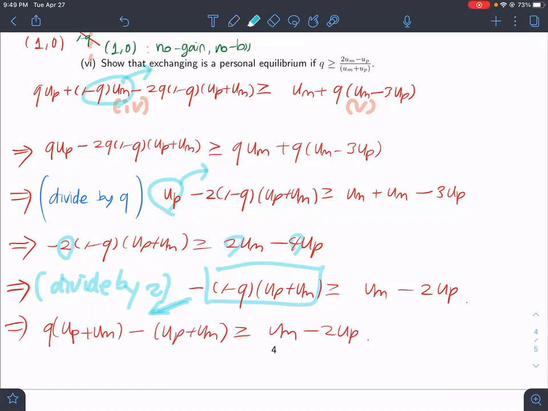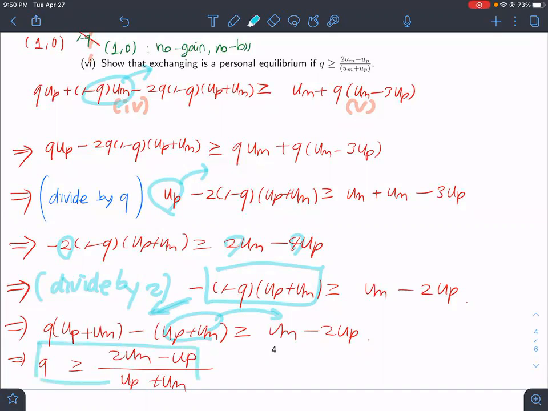Okay, almost done. Send this guy to the right hand side. And then divide each side by UP plus UM. I have 2UM minus UP. Oh, yeah, it's correct. Yeah, so it's actually from here to here.